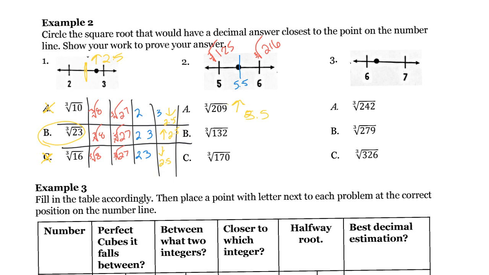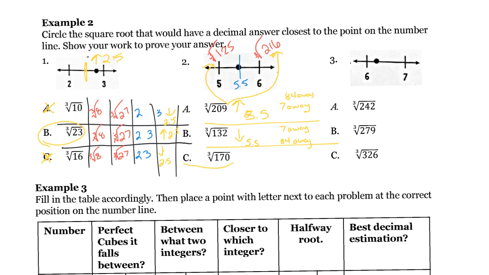Because 209 is really close to 216. It's only 7 away from that one, and 84 away from 125. 132 is definitely below 5.5 because it's only 7 away from 125, and it's 84 away from 216. So that's way on the other side.